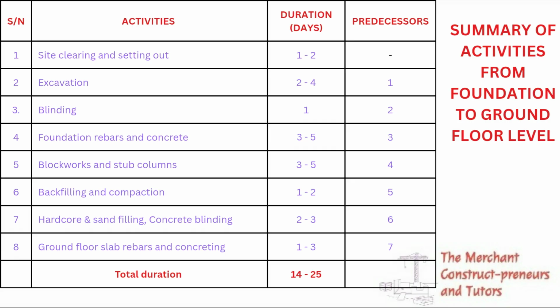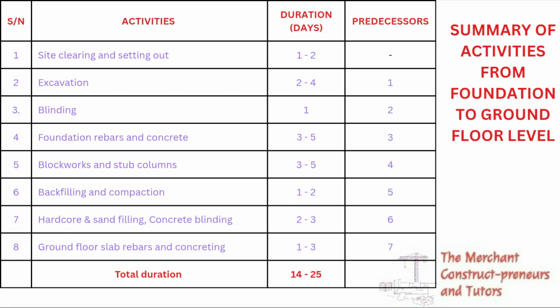The next activity is foundation, rebars, and concrete, 3 to 5 days duration. Block walls and stop columns, 3 to 5 days. Backfilling and compaction, 1 to 2 days. Hardcore and sand filling, including concrete blinding, 2 to 3 days. Ground floor slab, rebars, and concreting, 1 to 3 days. So all these activities have been summarized in this table, and total duration is within 14 to 25 days. So anything above 25 days is already causing delay in the next activity that must continue.